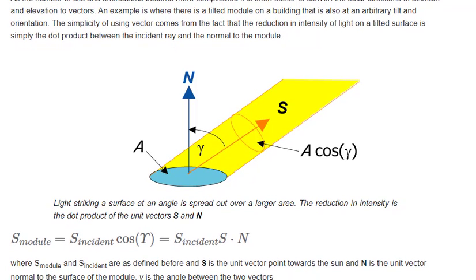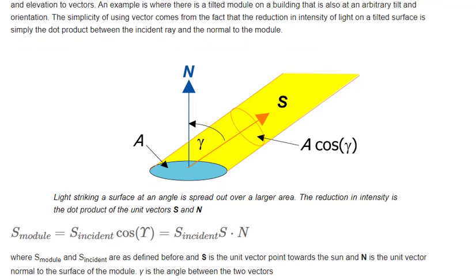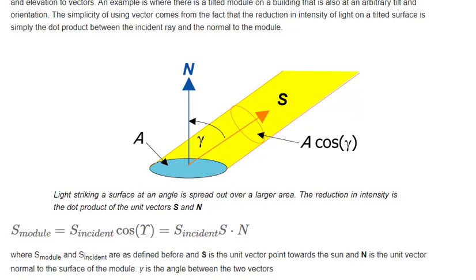Light striking a surface at an angle is spread out over a larger area. The reduction in intensity is the dot product of the unit vectors s and n, where S module and S incident are as defined before, and s is the unit vector pointing towards the sun and n is the unit vector normal to the surface of the module. Gamma is the angle between the two vectors.